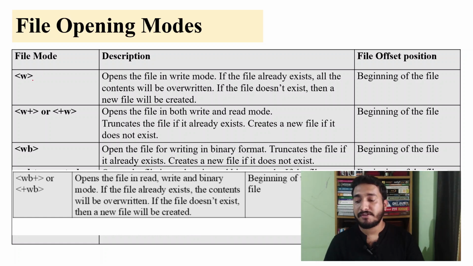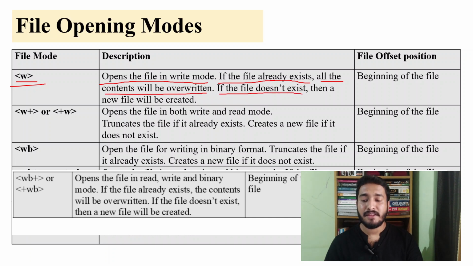So the first mode is W mode. We already learned about the W mode. It opens the file in write mode. If the file already exists, all the contents will be overwritten. If the file does not exist, then a new file will be created. I am not explaining it again and again. Once you open a file using W mode, the file pointer will be at the beginning of the file.